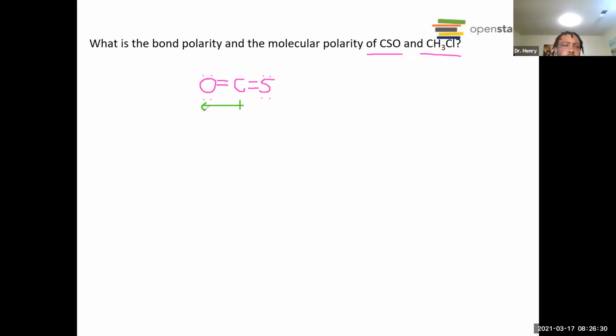What about electronegativity? Relatively speaking, is it a lot stronger than carbon? Yes. Now, what about sulfur and carbon? It's going to pull towards sulfur. So if we looked at the electronegativity, let's actually do that. Hold on.